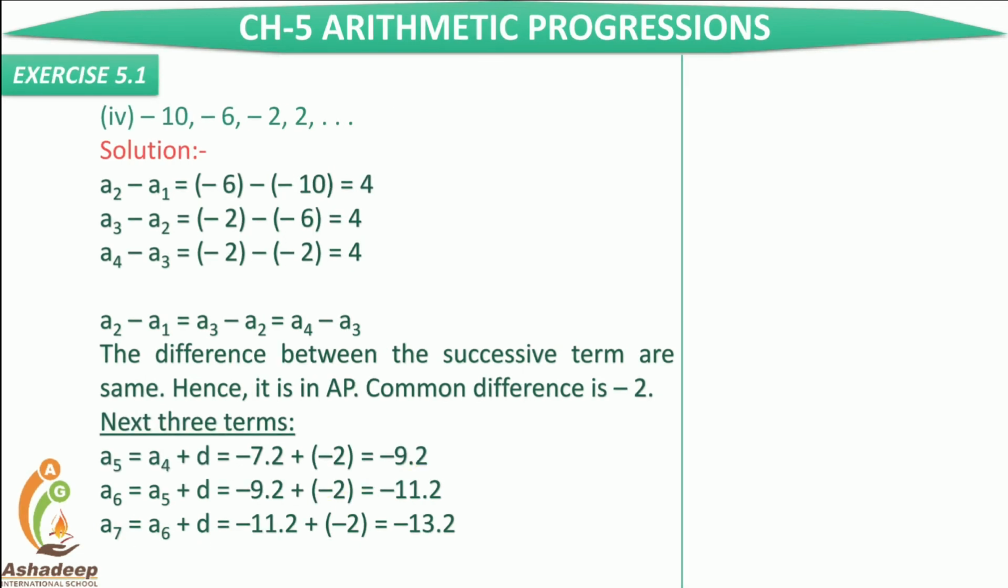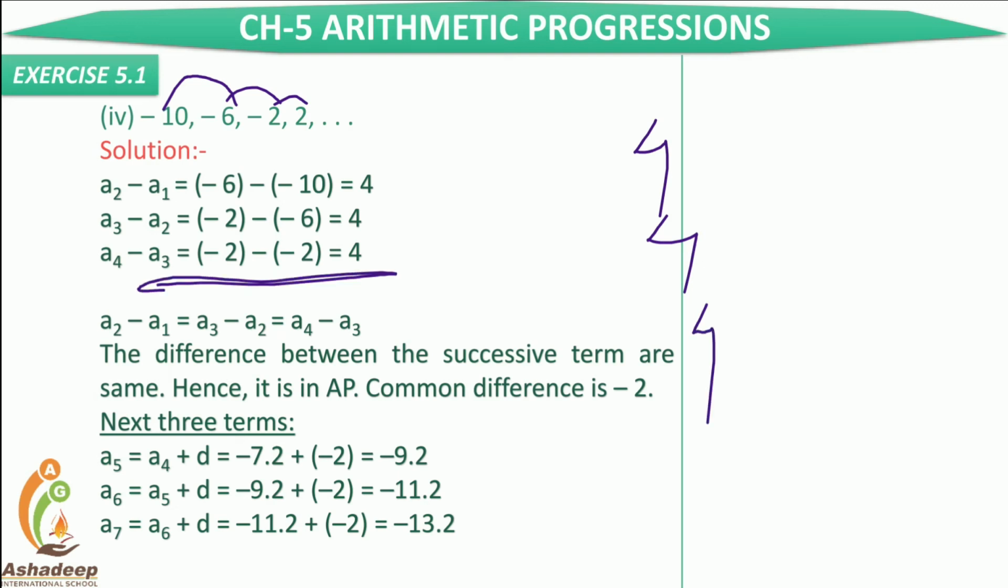Okay, now let's move ahead with question number 4. Now 6 minus 10 is minus 4. Minus 2 minus 6 is also minus 4, and 2 minus 2 is also... See here, everything is written over here. Minus minus plus, minus minus plus, minus minus plus.